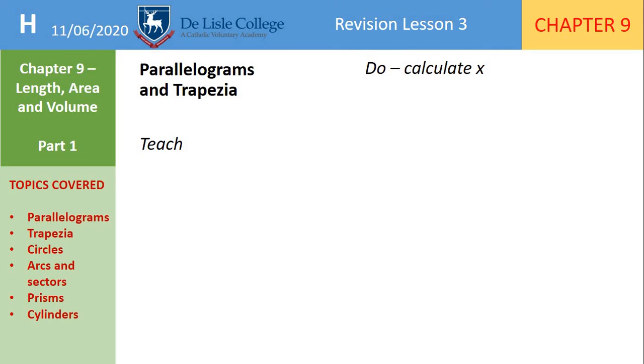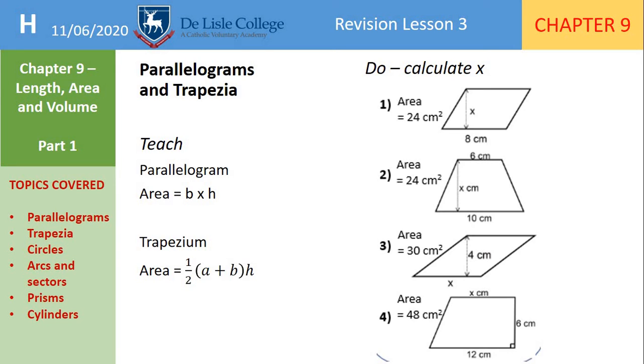We're going to have a look at a bit of both now. So if we just have a quick reminder, the parallelogram area is base times perpendicular height, and the trapezium area is half of a plus b times by height. You're going to have a go at calculating the missing sides. So pause the video while you work through these. Okay, question 1, 3 centimetres. Number 2, also 3 centimetres. Number 3, 7.5 centimetres. And number 4, 4 centimetres.